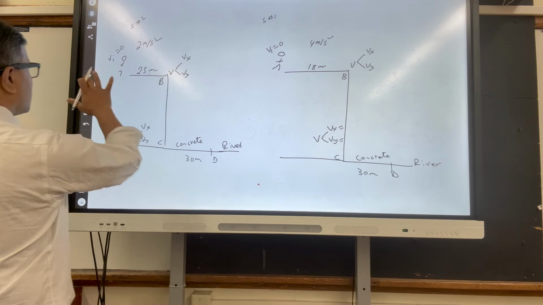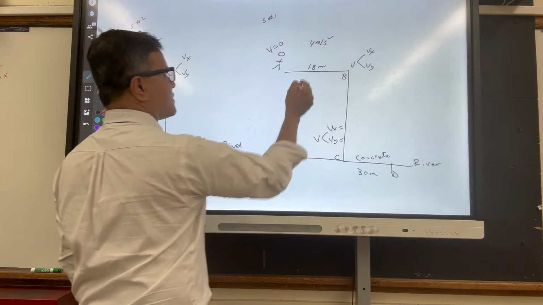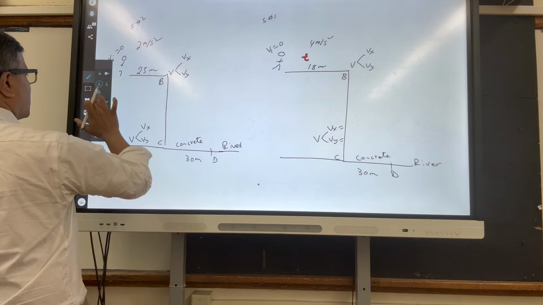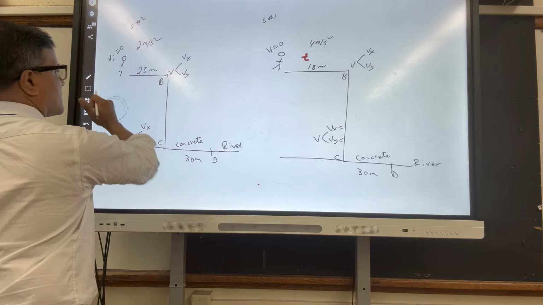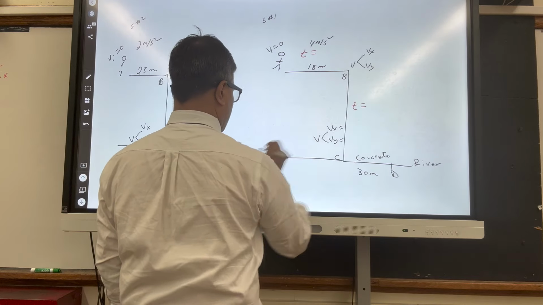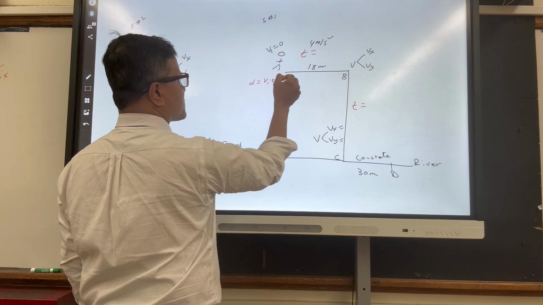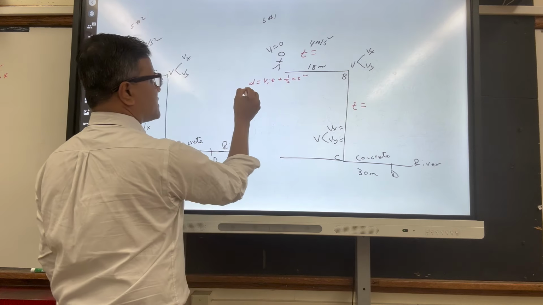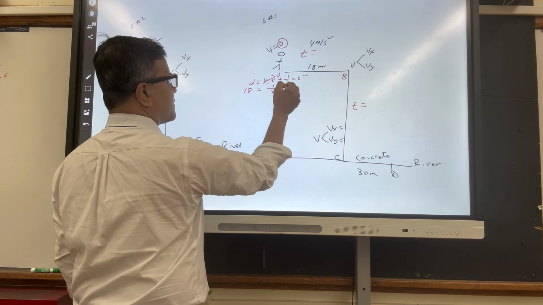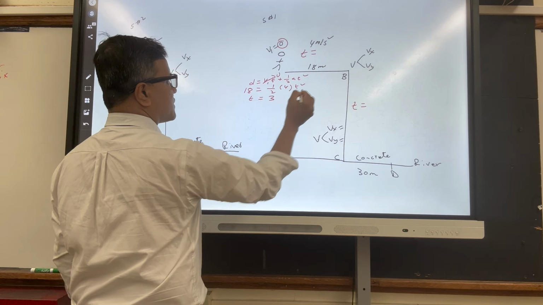First, we're going to find the time. Let's do it very quickly. First, let's find the time over here, time over there. D is equal to Vit plus half at squared. This is 18, this is 0 because he started from rest, half 4 t squared, this is 2, so t is equal to 3.